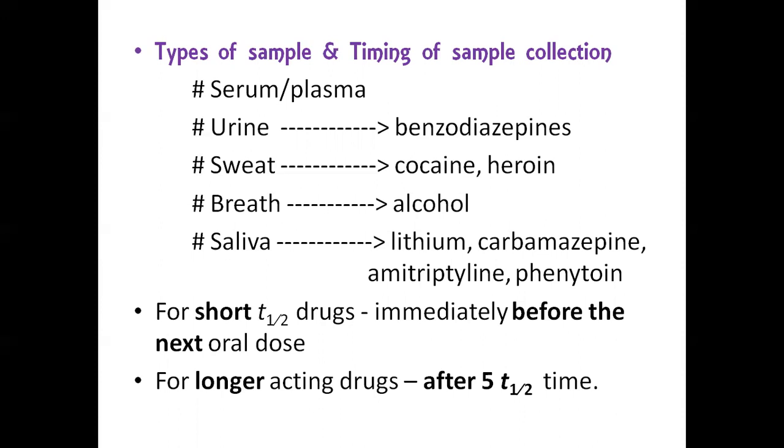If, for example, one drug has a t½ of 5 hours, then 5 t½ means 5 times 5, which is 25. So after 25 hours we have to take the sample for longer acting drugs. So this is the timing of sample collection.